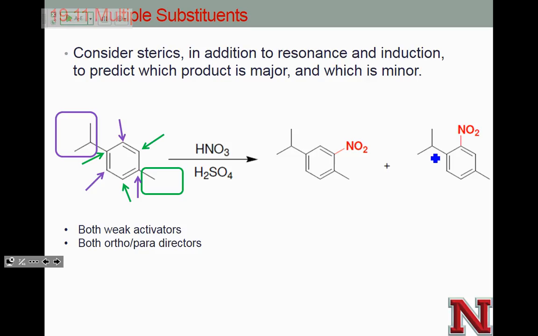Now, because of sterics, it's likely that we'll get a bit more of this one, because our functional group is further away from the bigger group. But the amount major probably wouldn't be much. We'd still get a decent amount of that. So they have the same strength of activation. They're both going to direct. And sterics is really going to control what's going to be our major product in this case.